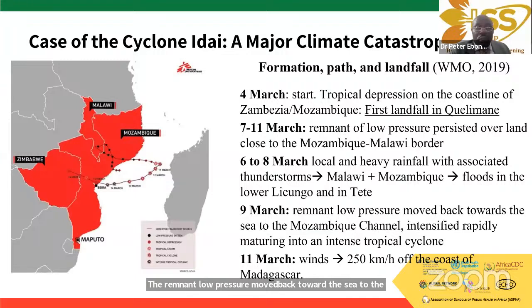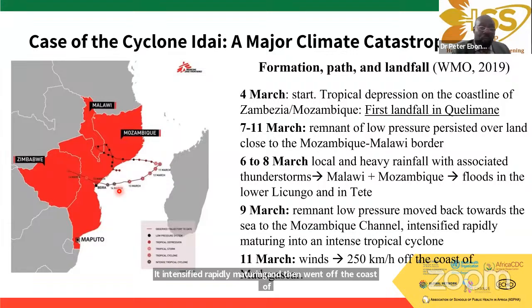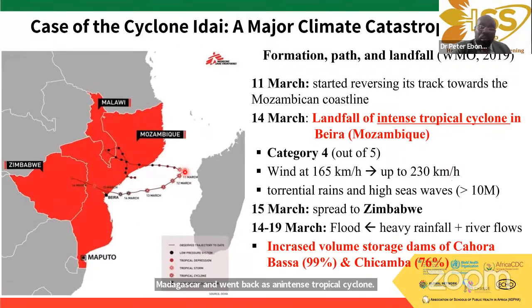It moved back to the Mozambique channel here, and intensified rapidly, maturing, and then went off to the coast of Madagascar and came back as an intense tropical cyclone. Then from that time, 3 days later, it hit the coast of Beira in Mozambique. That's where the landfall of the intense cyclone started. It was rated category 4 out of 5 on the Mozambique scale, with very high-speed wind that really created very heavy rainfall and flood in the country that spread to Zimbabwe.